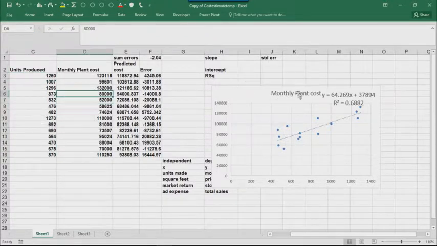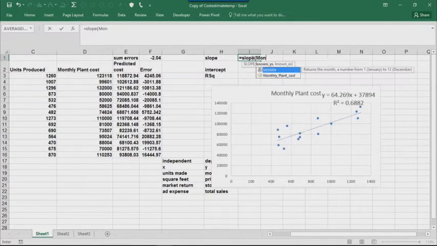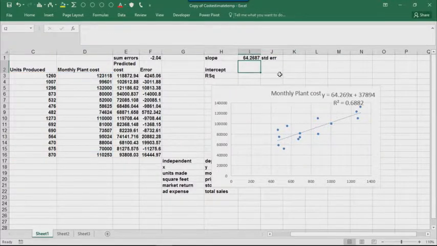So how could we recreate that slope? Well, guess what? The function's called SLOPE. So say slope, and what comes first is the Y range, which is monthly plant cost. And then what comes next is units produced right there. So that says, what's the slope if you predict monthly cost from units produced? 64.2687. That's where more decimal points would help.